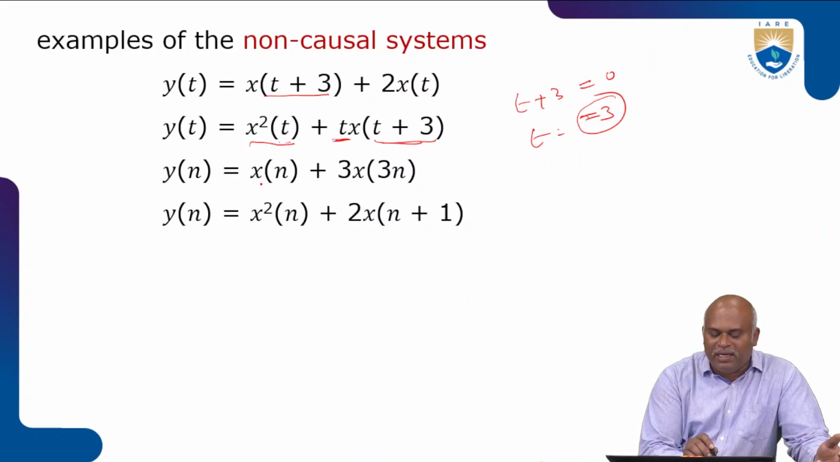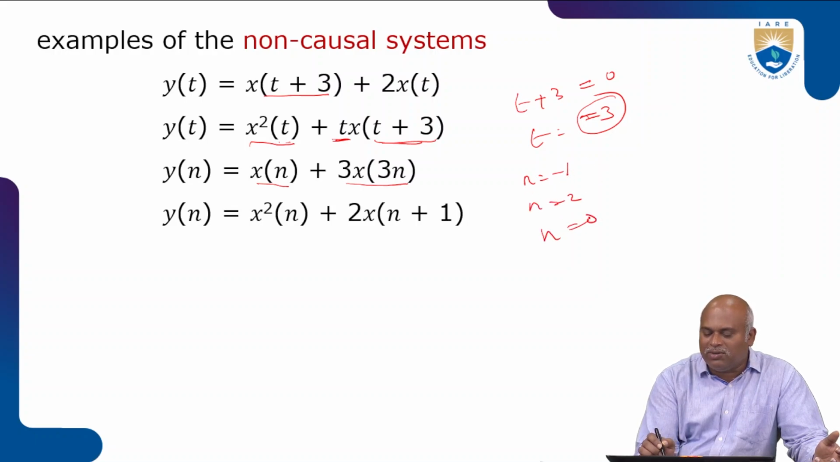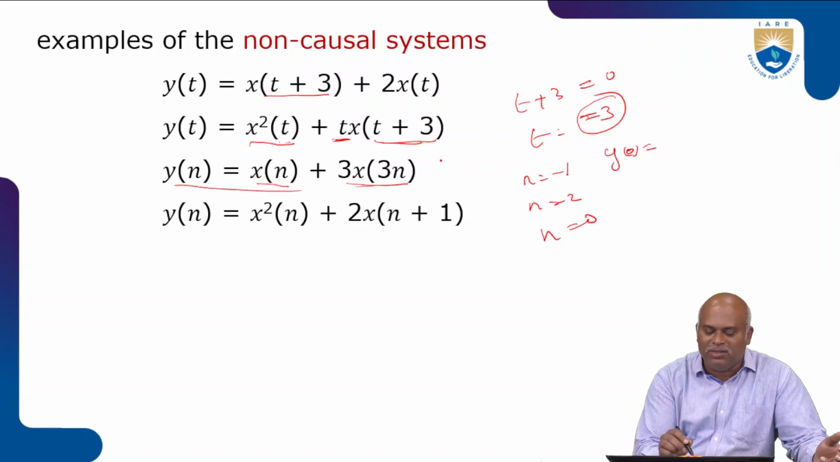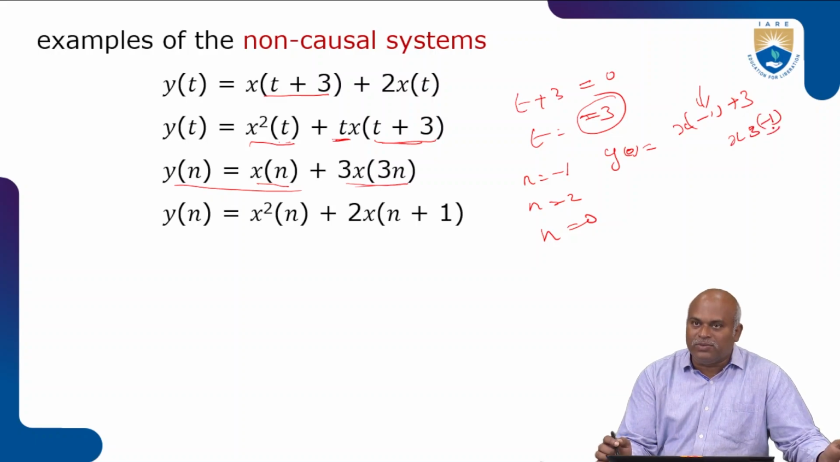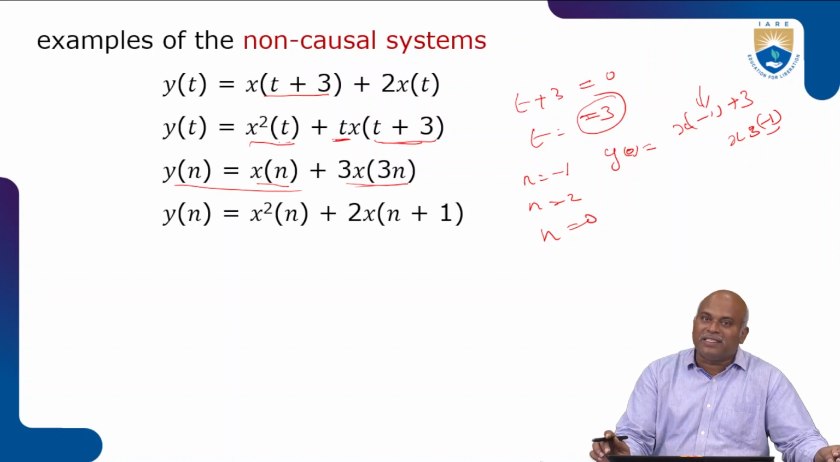Then you take this one: x of n into 3n. You can substitute n equal to minus 1, n equal to minus 2, then n equal to 0, and like that you may substitute here. So y of 0 is equal to x of minus 1. See, here we get a minus value. Plus 3 x of 3 minus 1, here also minus. So that's why this system satisfies the non-causal state.